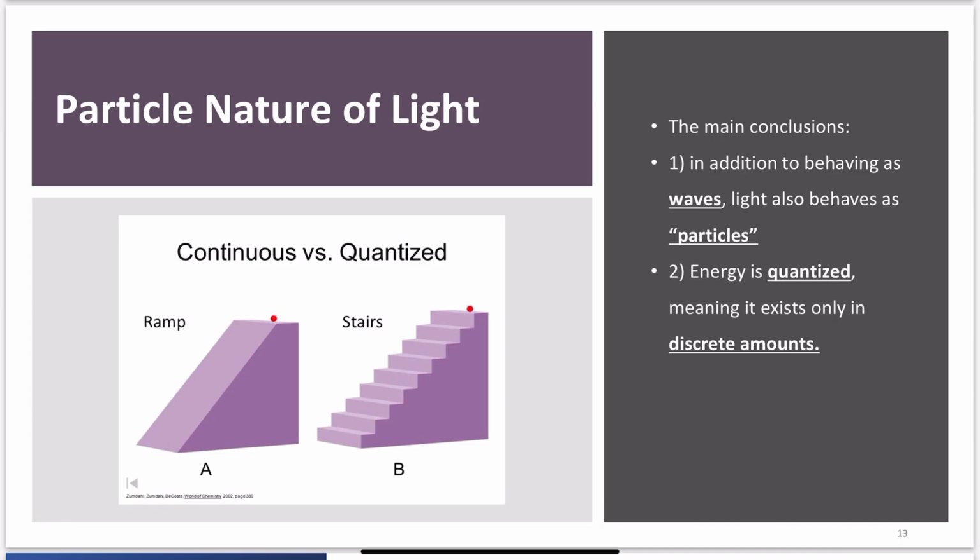So this brings us back to the particle nature of light. We now see that light is acting as a particle, not just as a wave. We get this continuous versus quantized idea. A continuous spectrum, if you think back to the light spectrum we were talking about, is like white light. This is where you see rainbows.